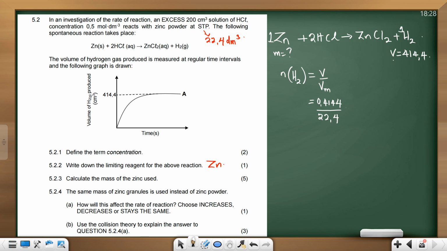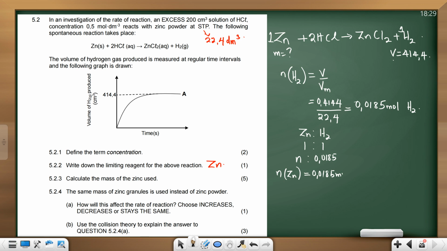Whether you convert the other one to cm cube as well doesn't matter. What's your answer? 0,0185. At least 4 decimal places. Very important. Moles of which compound? Hydrogen gas. Then I'll come here and say, okay, zinc and hydrogen ratio 1:1. If this one is 0,0185, what is the number of moles of zinc? Cross multiply, right? I like to write all of that in. If I cross multiply, what do I have?